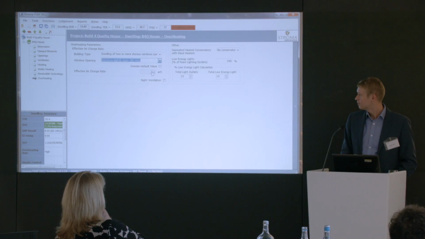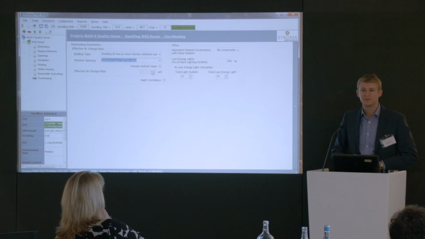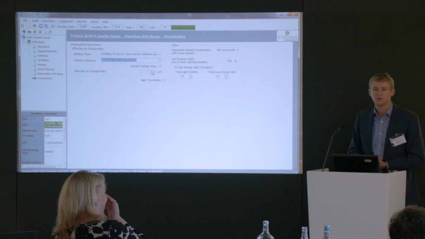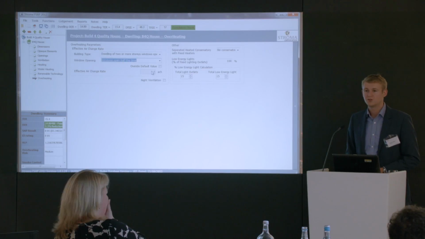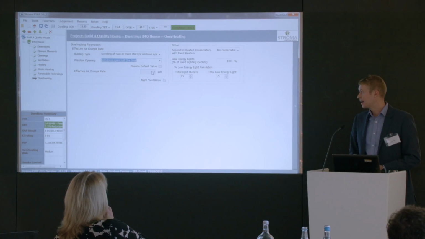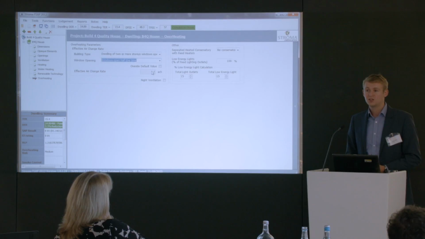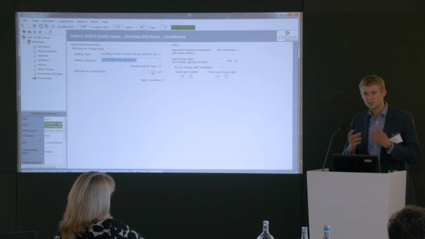Windows open half the time, so effectively saying here, when the occupant's in the home, they're keeping the windows open to ensure they're getting the purge rate of ventilation. We can include ventilation rates from MVHR systems. You tend to need quite a large MVHR system, but you can sometimes achieve the air change rates you need, just in terms of moving air through the property.